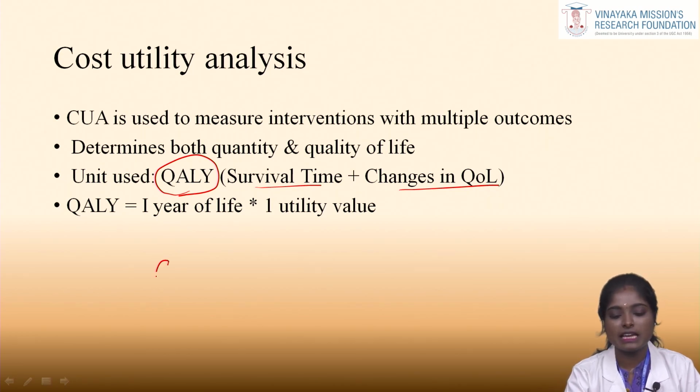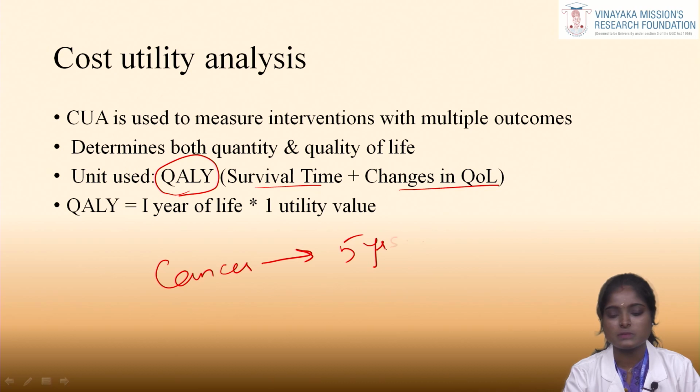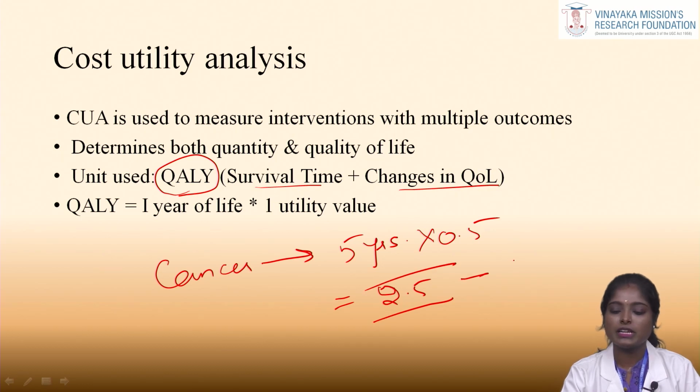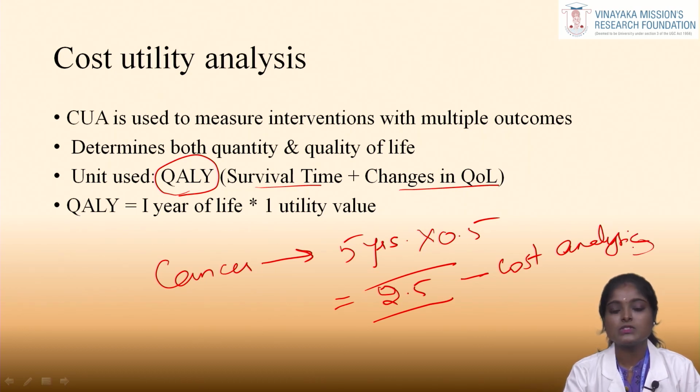So for example, let's take a cancer patient. This cancer patient has been given a treatment which increased their lifespan by 5 years, but their utility value was less. For example, they are living a better life, they are living a movable life, but not to the fullest of a healthy person. So we'll take the utility value as 0.5, which will give only 2.5. So their cost utility analysis is 2.5. This is a very important concept usually utilized by economists to find the quality adjusted life years.